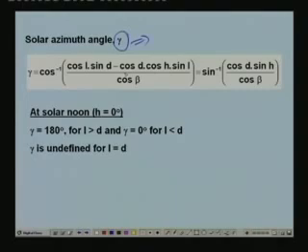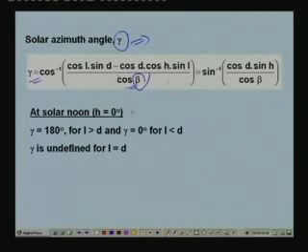So, if you take that convention, then this is given by gamma is equal to cos inverse of cos L into sin D minus cos D into cos H into sin L, divided by cos beta. As you know, again L is the latitude, D is the declination, H is the hour angle and beta is the altitude angle. So, this is again a function of the basic angles only, because beta is a function of the basic angles L, D and H, right.